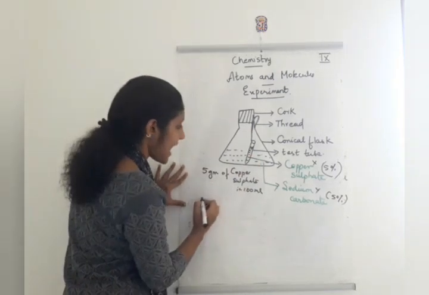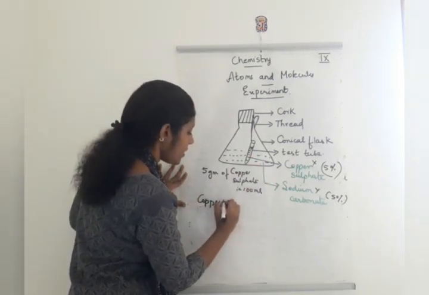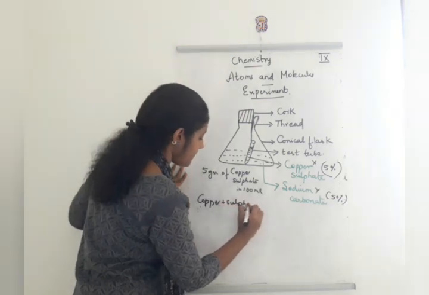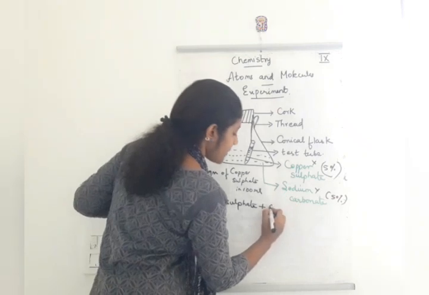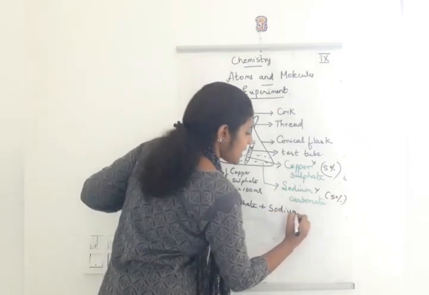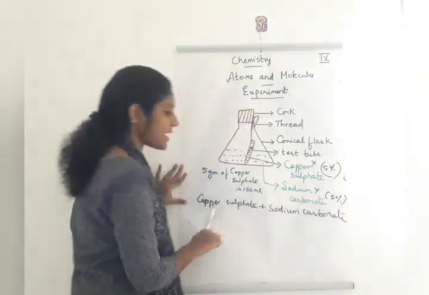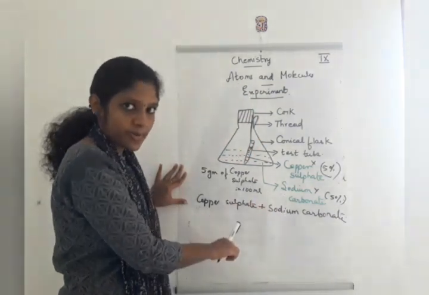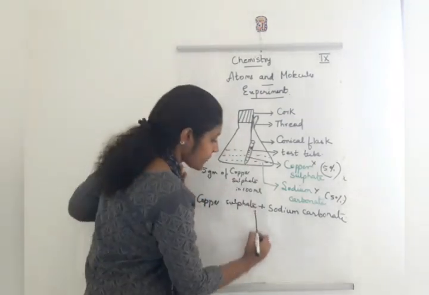So what were the reactants? Copper sulfate plus sodium carbonate. This is the reactant. Is it? This is the reactant, copper sulfate and sodium carbonate. This is the experiment setup. This is the reactant before the chemical reaction takes place.